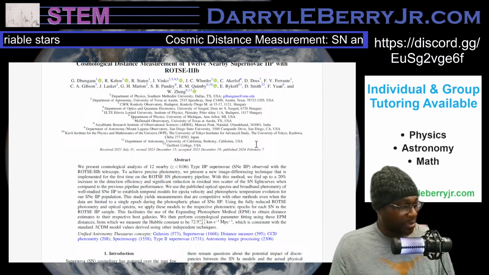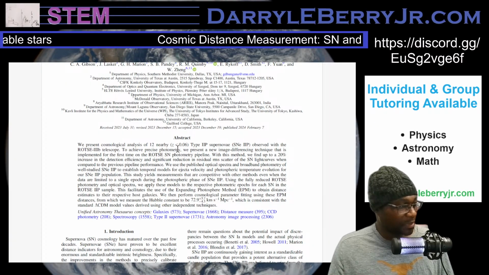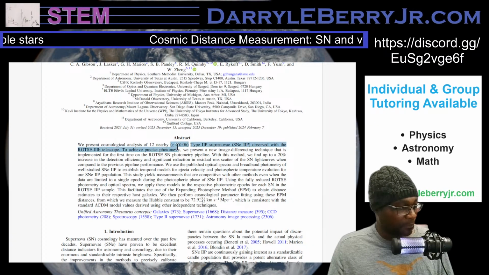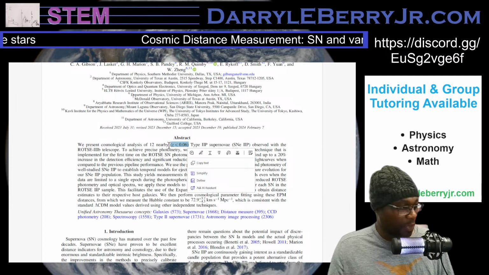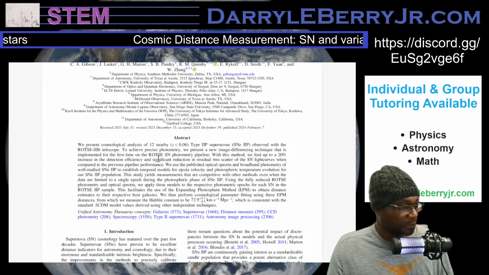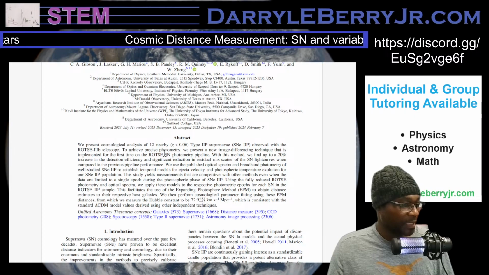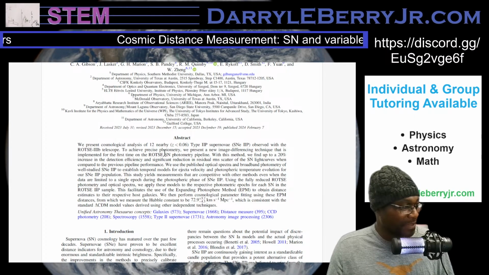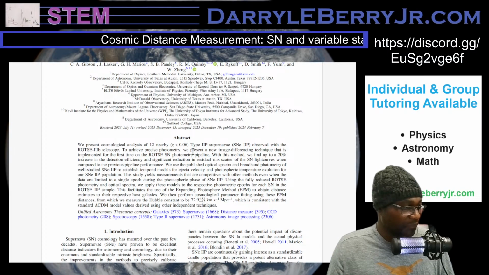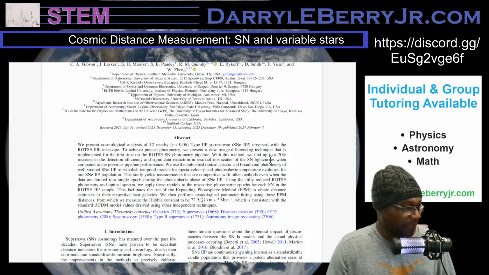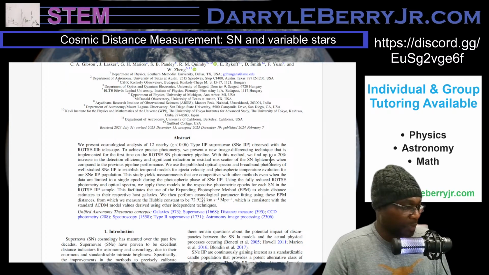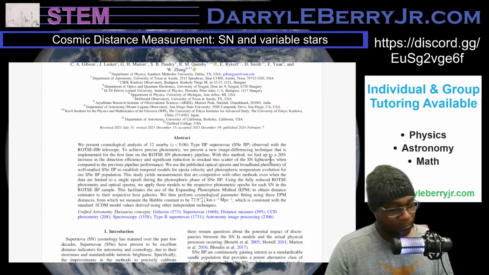So we present a cosmological analysis of 12 nearby Z, that's the redshift, how far away it is, type 2P supernovae, SNe 2P, observed with the ROTSE-3B telescope. To achieve precise photometry, we present a new image differencing technique that is implemented for the first time on the ROTSE supernova photometry pipeline. With this method, we find up to a 20% increase in the detection efficiency and significant reduction in residual RMS scatter.